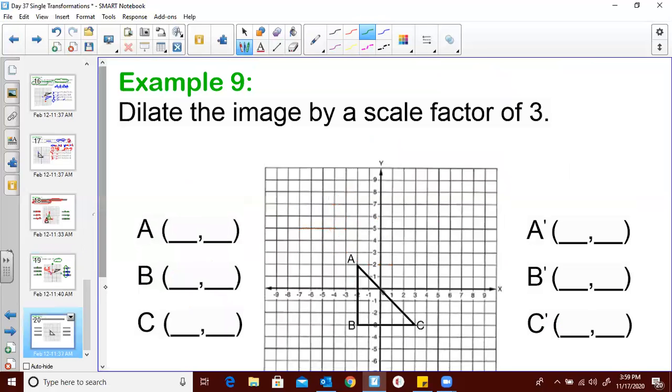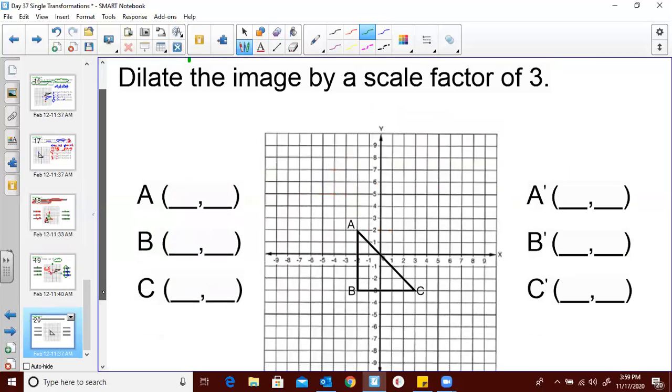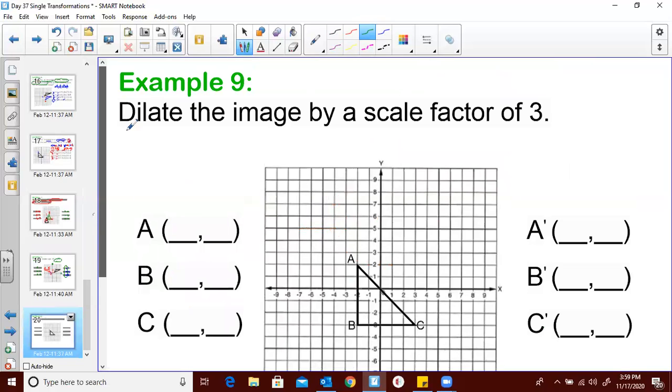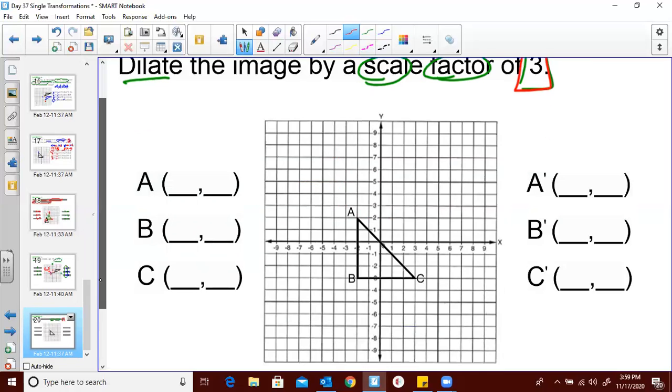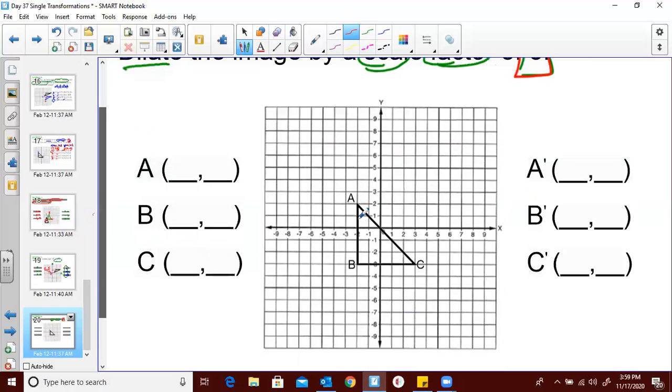All right, last but not least, we are going to dilate the image by a scale factor of 3. All right, so I have this triangle here. I'm going to go and get my regular points. So A looks like it's negative 2, 2. B is negative 2, negative 3. And it looks like C is 3, negative 3.